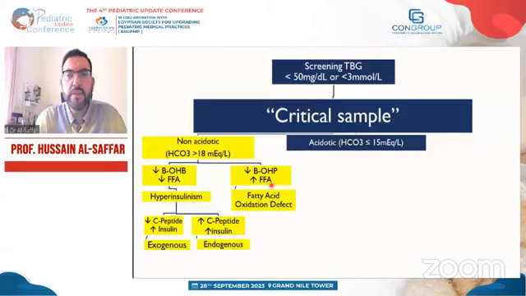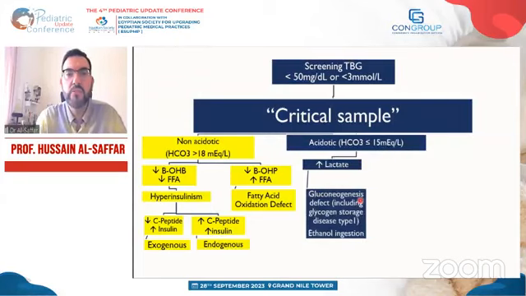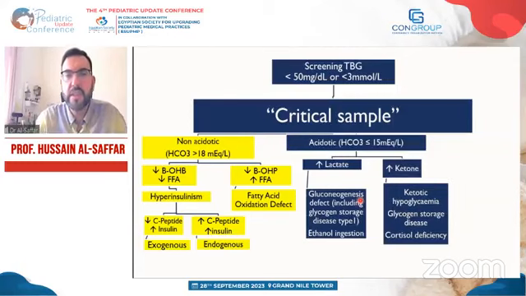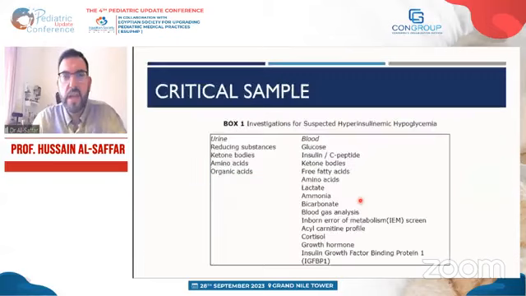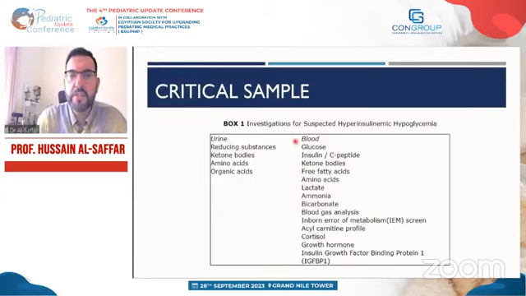If the sample is acidotic with bicarb less than 15, look at the lactate. If the lactate is high, then perhaps you are dealing with a gluconeogenesis defect, including glycogen storage disease type 1, or ethanol ingestion. If the ketones are high and the sample is acidotic, then perhaps you are dealing with ketotic hypoglycemia, other types of glycogen storage disease, or cortisol deficiency. Of course, if the ACTH is high, then perhaps you are dealing with primary adrenal disease. This is the critical sample. We need to collect a blood sample and a urine sample.